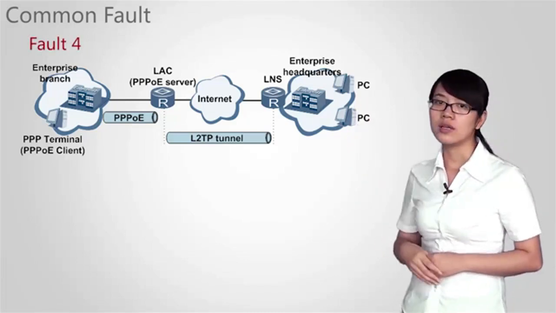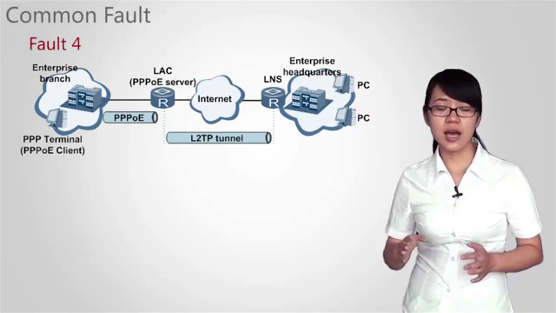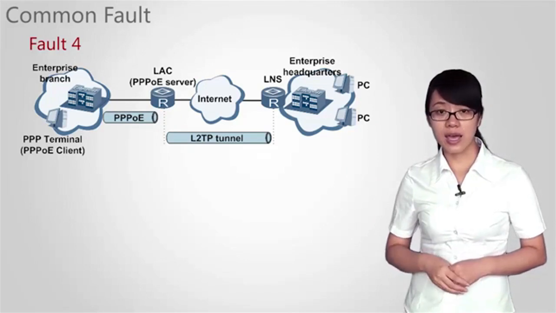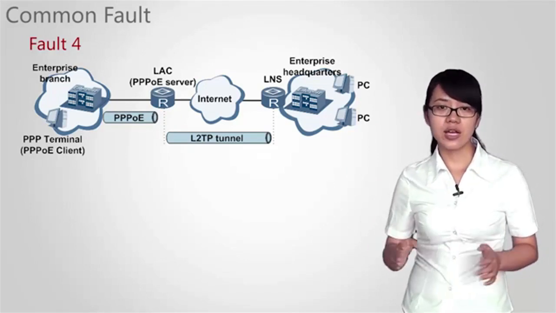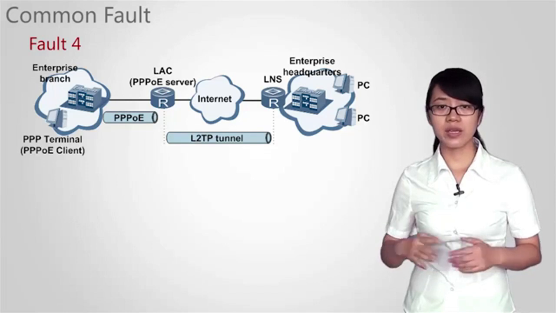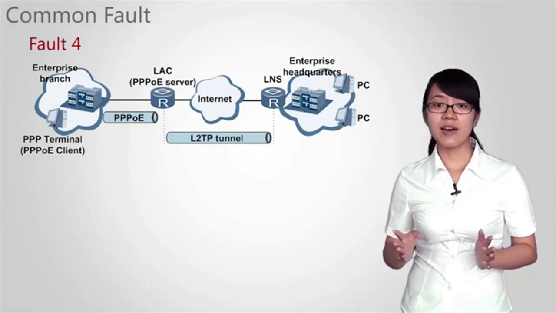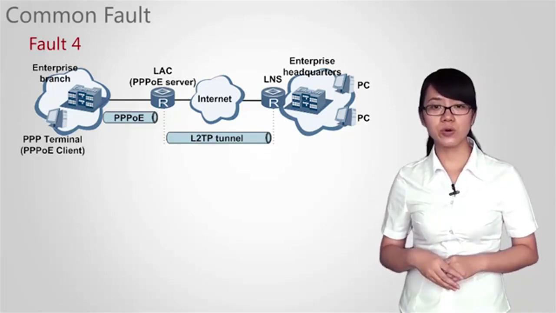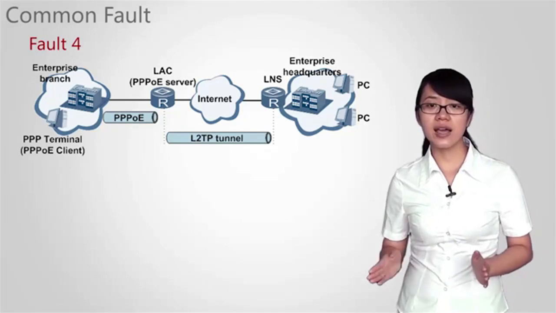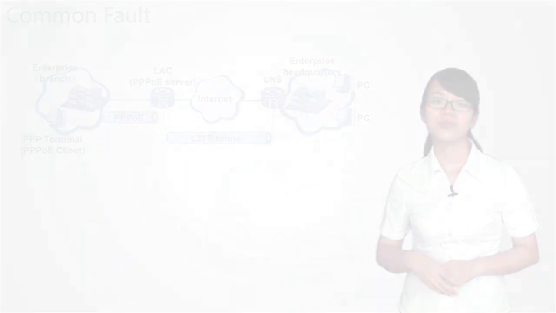Fault 4. After the connection is set up, the remote user cannot ping the LNS. The IP address configured by the user may be incorrect. You are advised to use the IP address pool on the LNS to assign IP addresses to users. Well, so much about the L2TP feature. I hope this can help you understand L2TP.